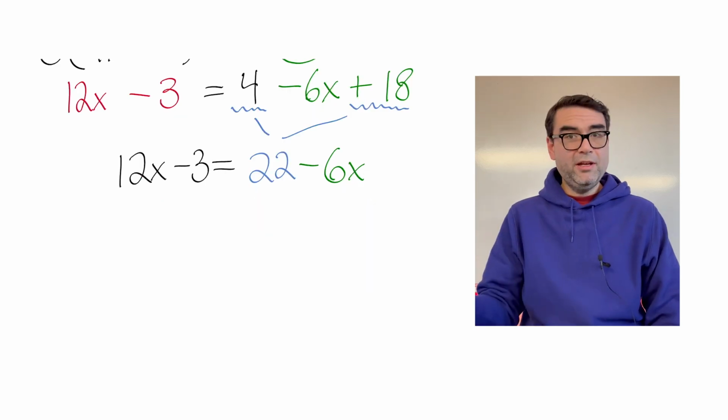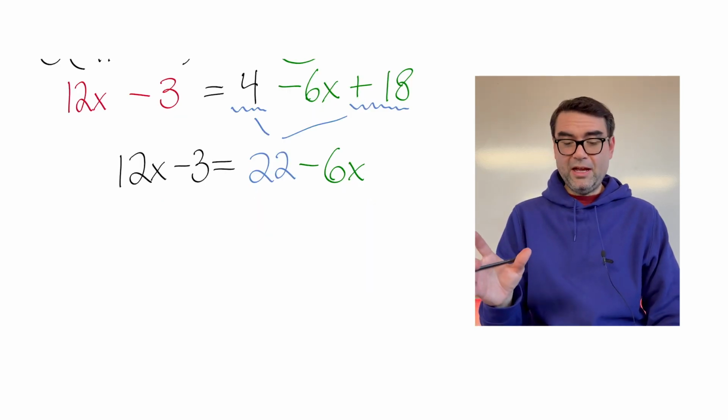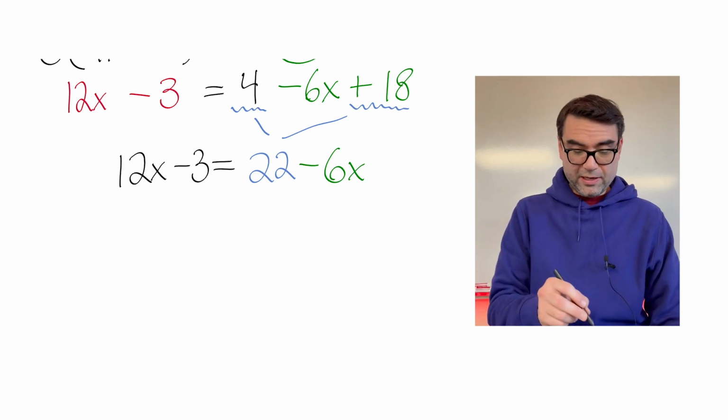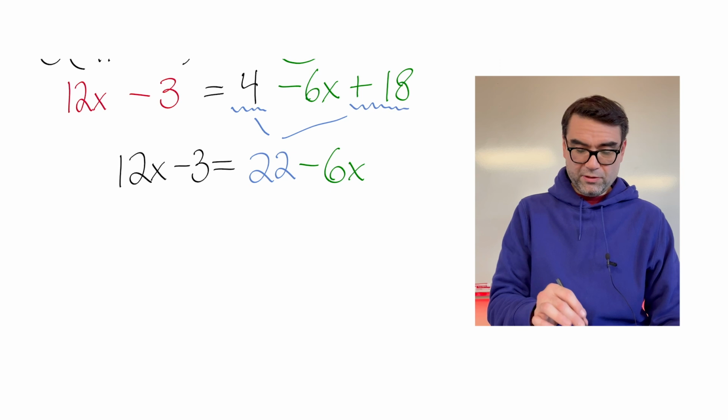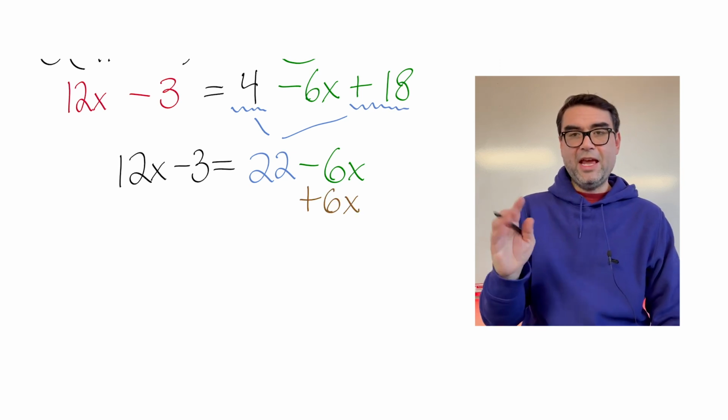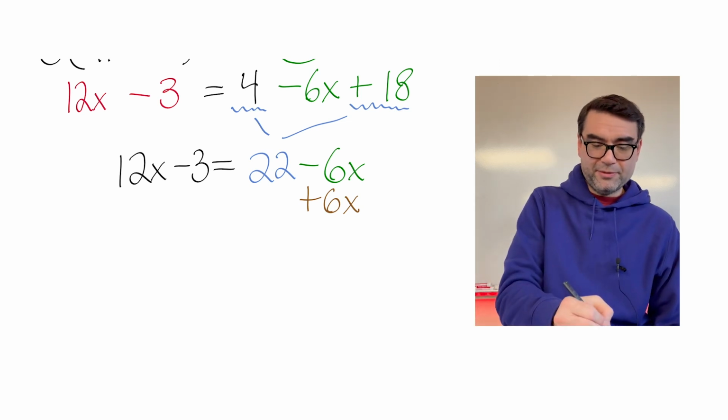So from here, I just have to move terms around to isolate all my x terms on one side and then my non-x terms on the other side. So next thing I want to take care of is I'm going to add 6x to both sides, because I would like to move my x terms from the right side to group up with the terms of x on the left side.